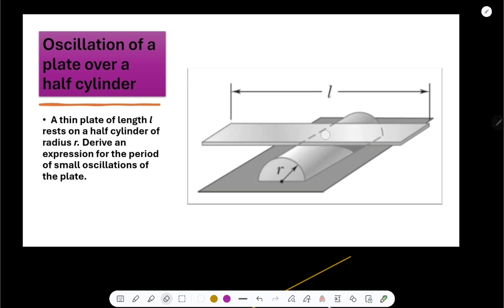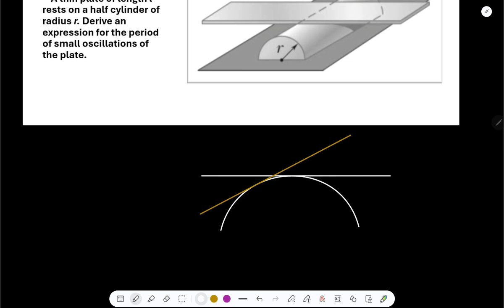Here it is, because it is rotating about a fixed axis. I have drawn a picture like this. This is basically the cylinder that you can see in the picture, and this is the equilibrium position of the plate, and its center of mass lies here. Definitely, only then can the equilibrium condition be achieved. And in this condition, this center of mass has shifted to some position here. The angle is small, of course.